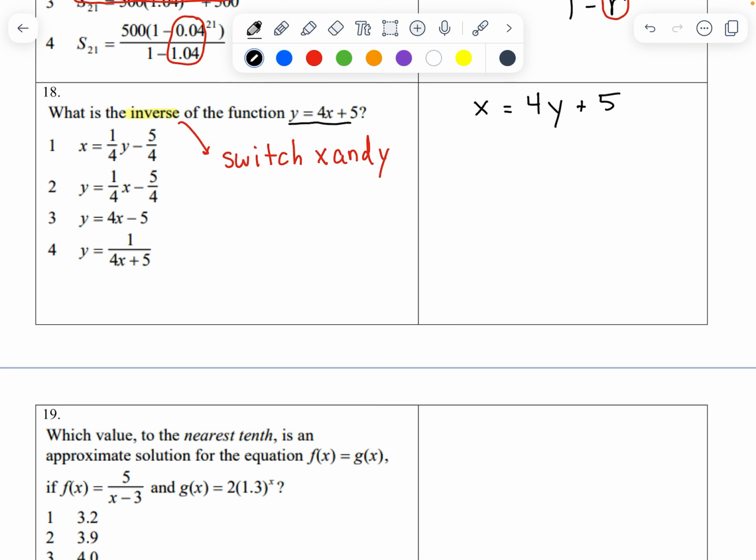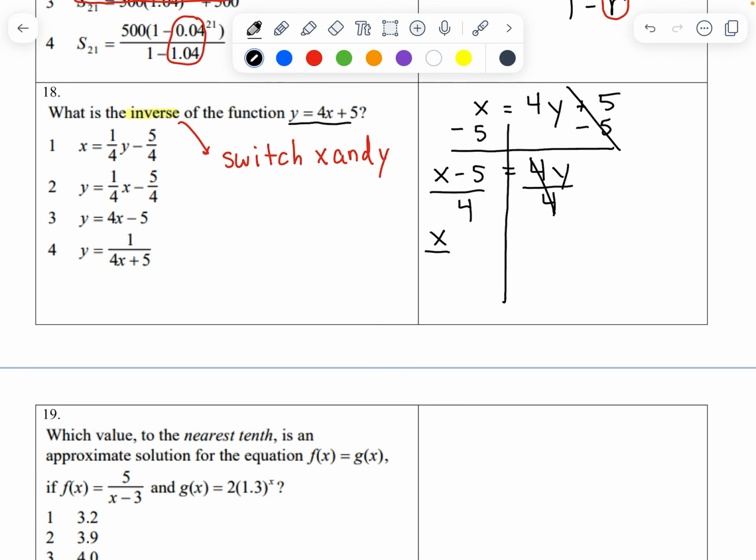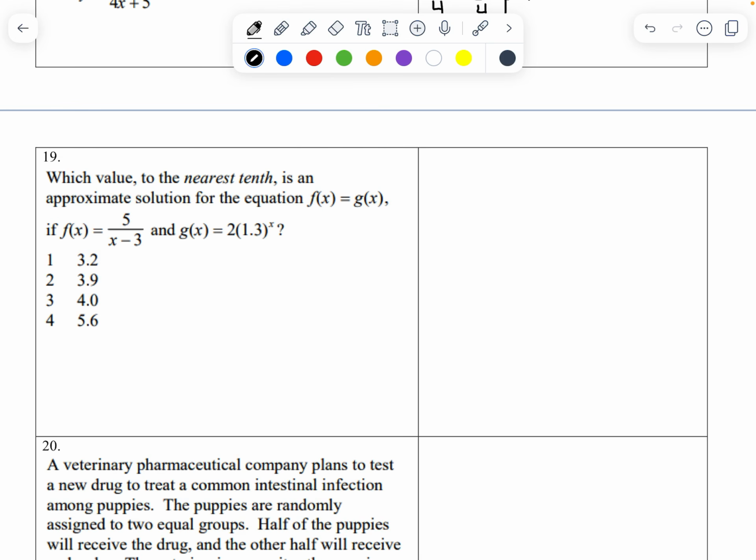So now that you have a new equation, you want to go ahead and solve for y. So we're going to subtract over 5. And we're going to write it like we read it, x minus 5. And because this is 4 times y, we're going to divide by 4. Now, I don't see that there, and that's probably because they're separating this 4. And when you don't see a number in front of x, it's 1. So you're looking for 1/4 x minus 5 over 4, and there is your answer. All right, number 19.